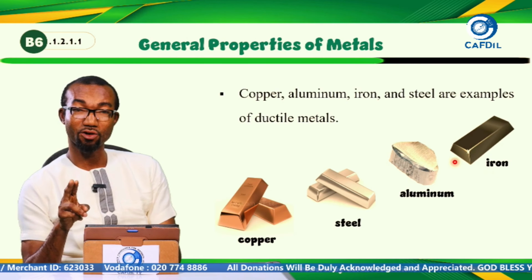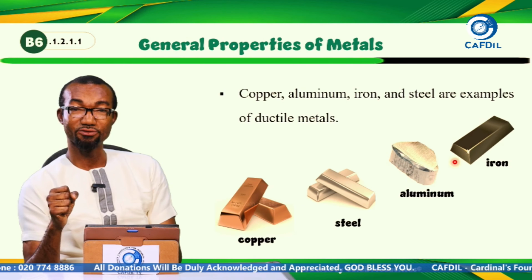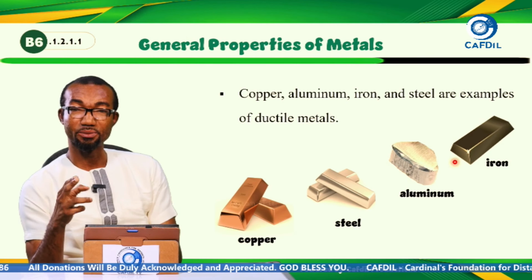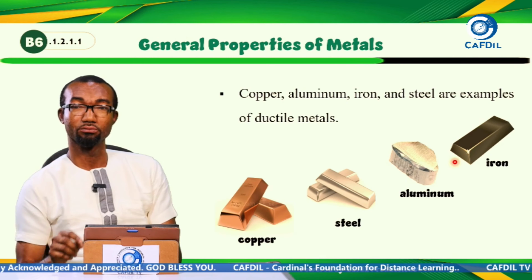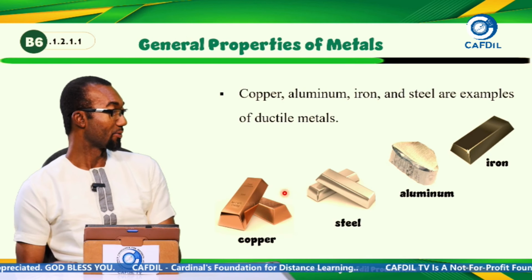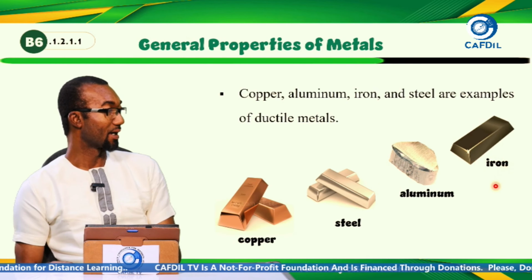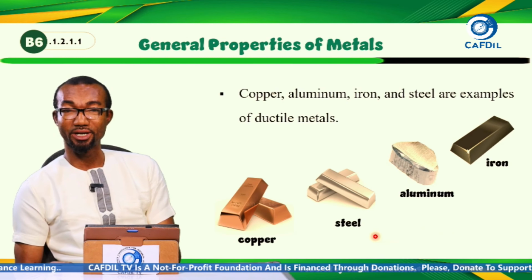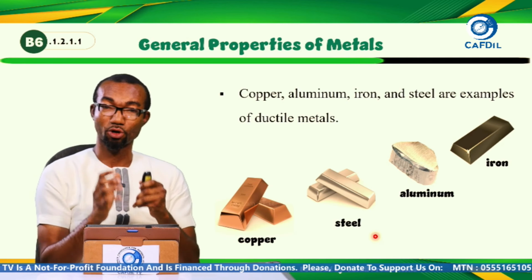You see how iron rods are? They are like big wires. So if iron cannot be shaped into wires, it will be very difficult to get iron rods from the metal iron. So copper, and we use copper too for electrical wires. It can be shaped into wires. So copper, aluminium, steel, and iron are all ductile metals because we can shape them into wires. So the property of metal to be shaped into wires, we call it ductility.